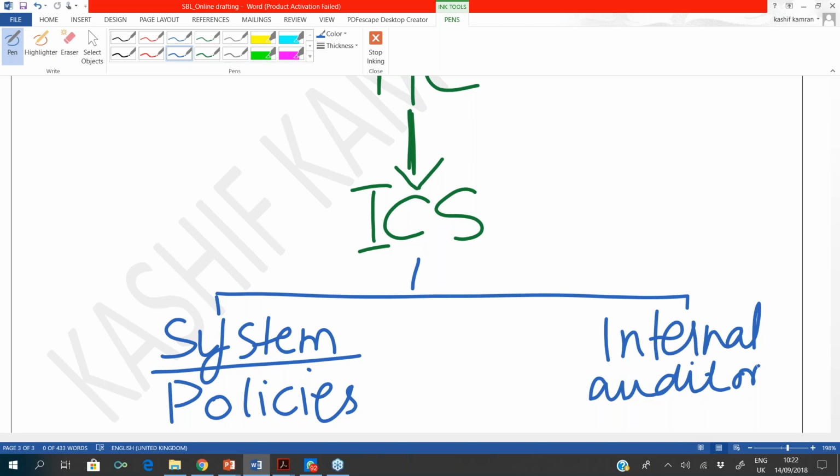So the audit committee is sitting on top of the ICS, and the ICS comprises the systems and policies and the internal auditor. So are you getting this holistic picture? And are you understanding some glimpse of controls in your syllabus and some glimpse of what you will be learning in the topic organizational control and audit, which is a syllabus area. So I have given you the summary of organizational control and audit, which will come later. Please hold this summary with you carefully.